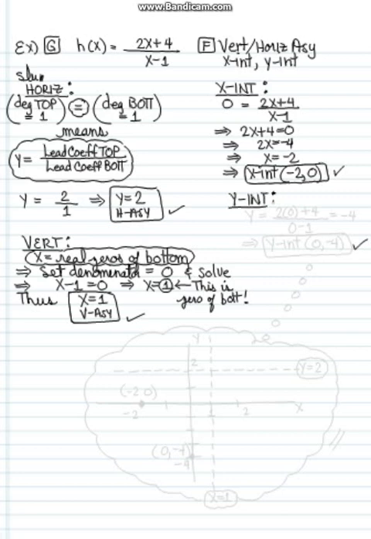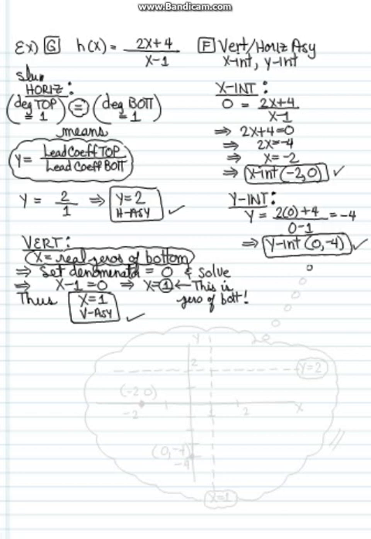For the y-intercept, we let x equal 0. That gives us y equals 2 times 0 plus 4 over 0 minus 1, which simplifies to 4 over negative 1, which is negative 4. So our y-intercept is the ordered pair 0, negative 4.